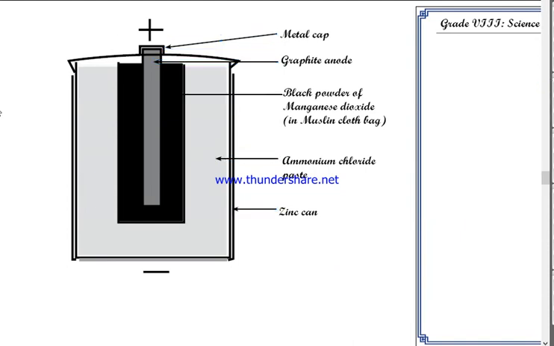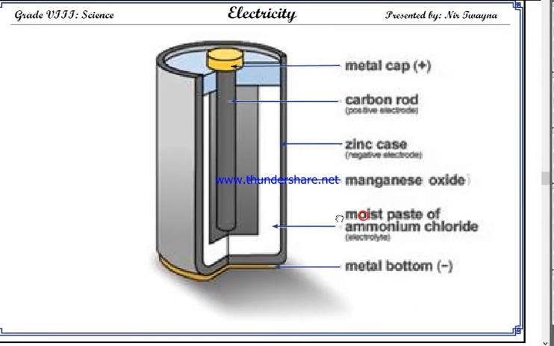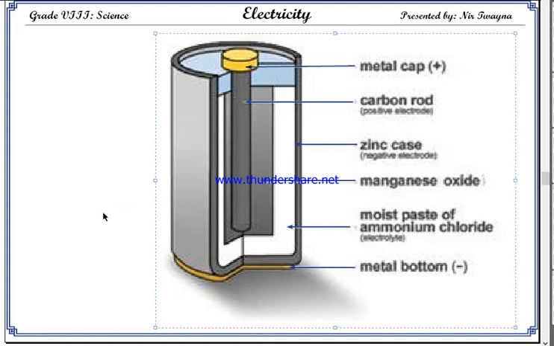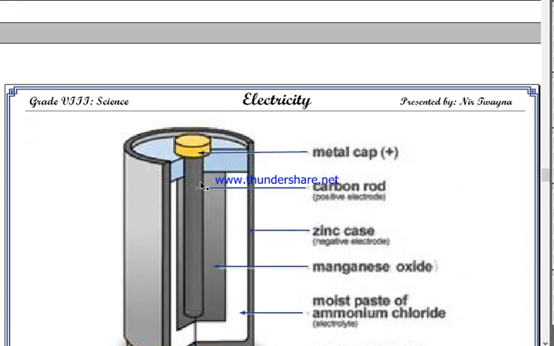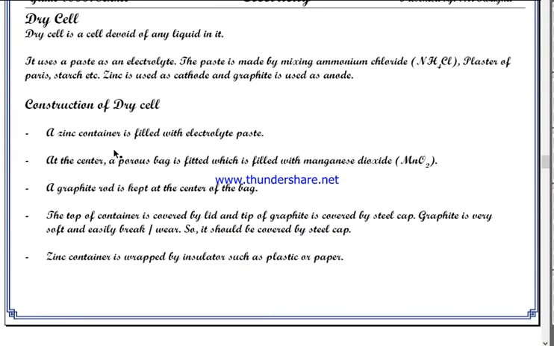You can copy this diagram. Done? Otherwise if you feel comfortable, you can copy this one as well. Better if you copy this one, because it gives you a clearer idea about the structure of the dry cell, isn't it? Done? After you have copied the diagram, now you can take the note on the construction of the dry cell.